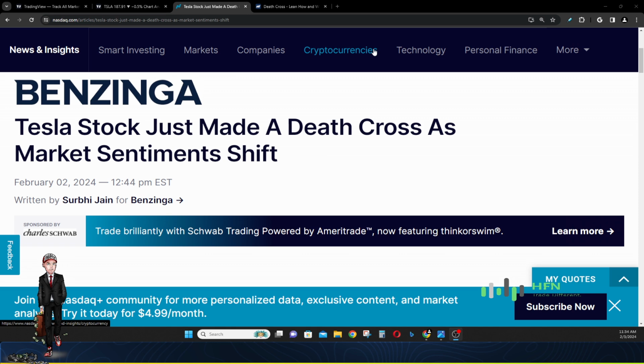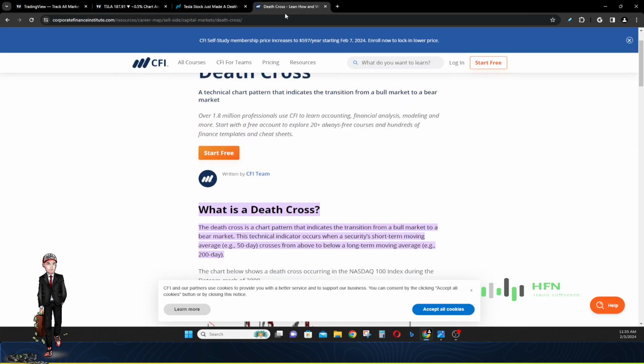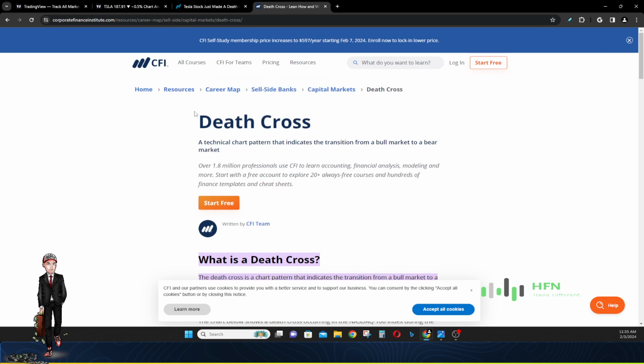And with all of the hype that's been going on in Tesla for years, talking about a death cross is something that you don't want to hear if you're a bull, if you're looking for the price in Tesla to go up. Now, let me show you off of this website what a death cross is. This is from CFI, the Corporate Finance Institute. Death cross, a technical chart pattern that indicates the transition from a bull market to a bear market.